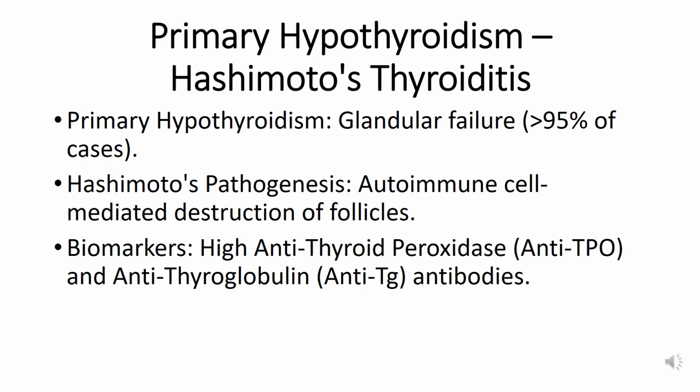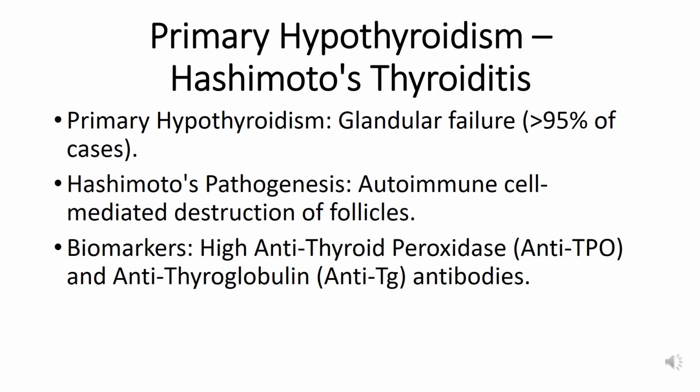Among the many causes of primary hypothyroidism, Hashimoto's thyroiditis is by far the most common in regions where iodine intake is adequate. Hashimoto's thyroiditis is a chronic autoimmune disorder in which the body's immune system mistakenly attacks its own thyroid tissue. Normally, the immune system protects the body from infections and harmful foreign substances. In Hashimoto's disease, however, immune cells lose tolerance to thyroid proteins and begin targeting the thyroid gland.